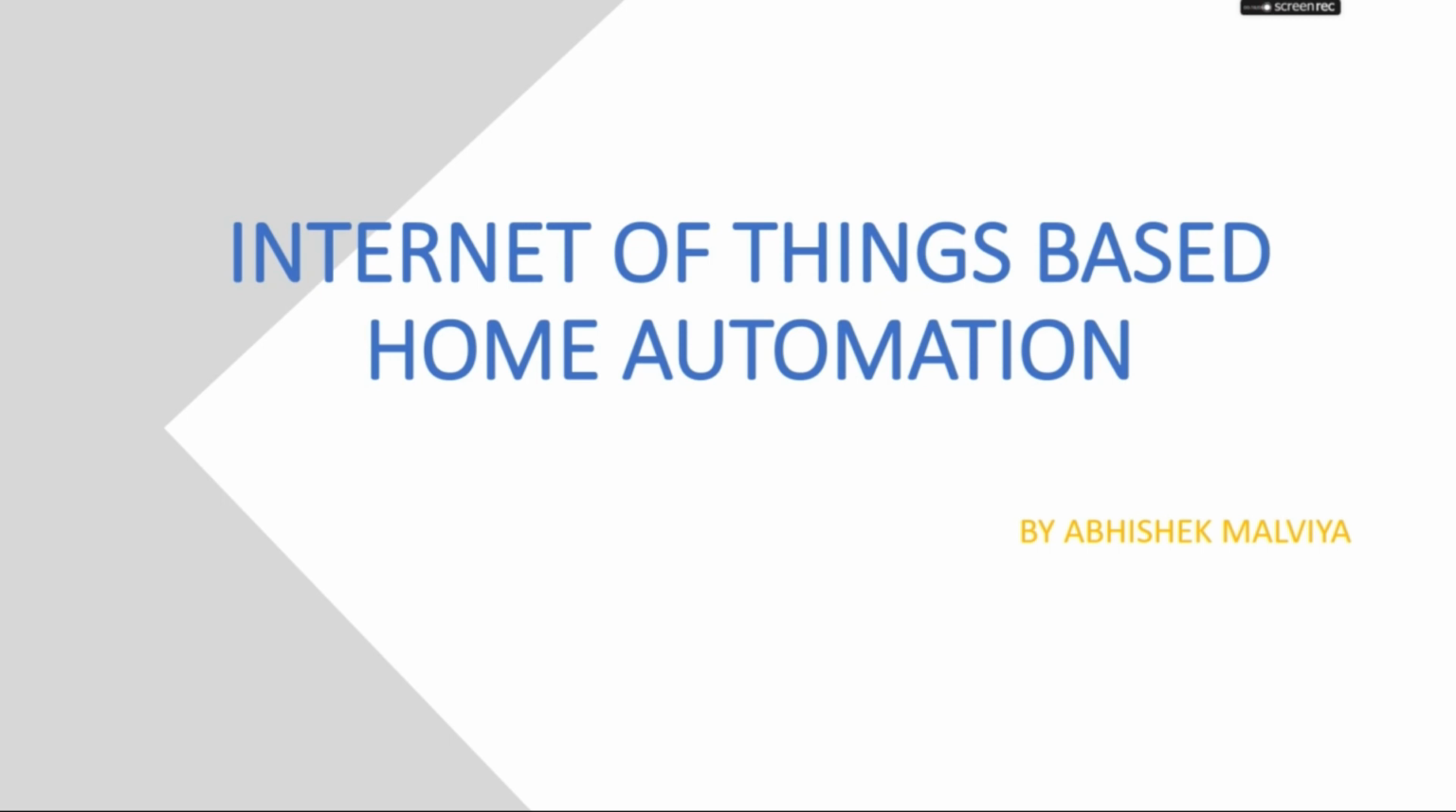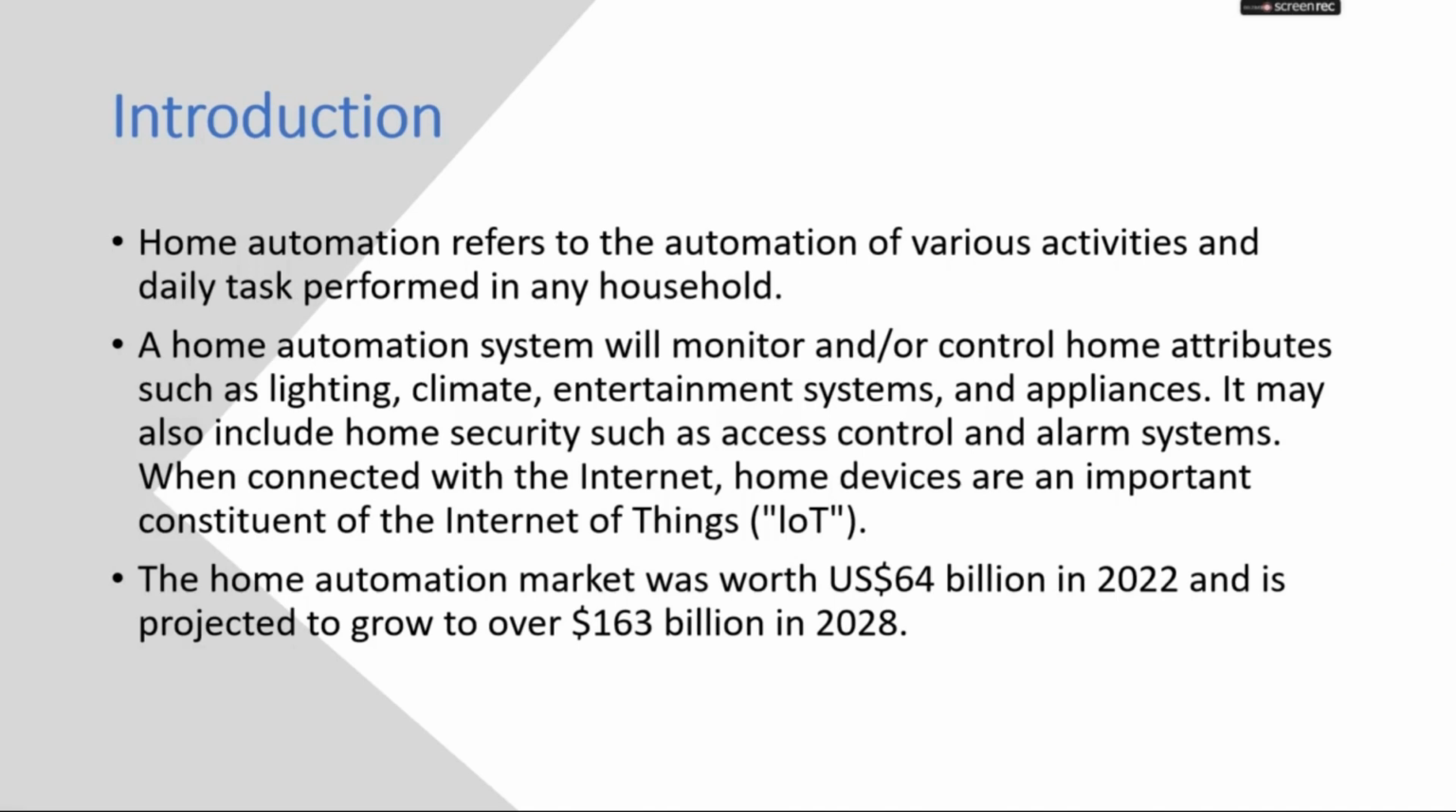So moving forward, first we start with our project introduction. Home automation refers to the automation of various activities and daily tasks performed in any household. A home automation system will monitor and/or control home attributes such as lighting, climate, entertainment systems, and appliances. It may also include home security such as access control and alarm systems.